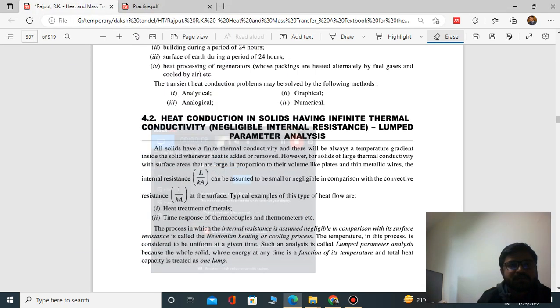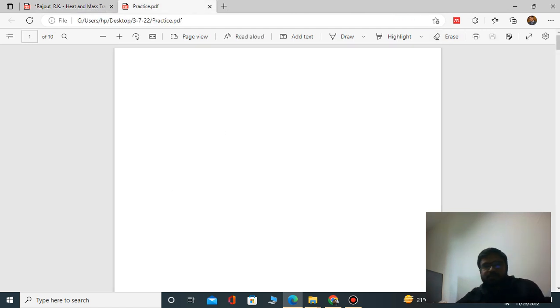Hello student. So today we will discuss heat conduction in a solid having infinite thermal conductivity. It is also known as lumped parameter analysis. Before that, we will understand what infinite thermal conductivity is. Suppose here we have a plate.